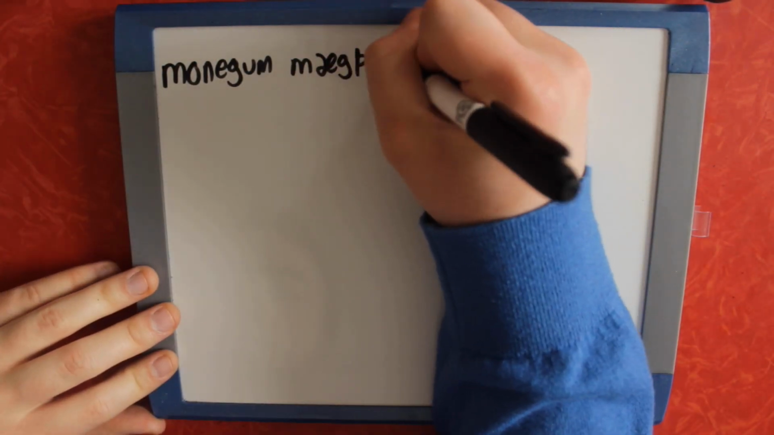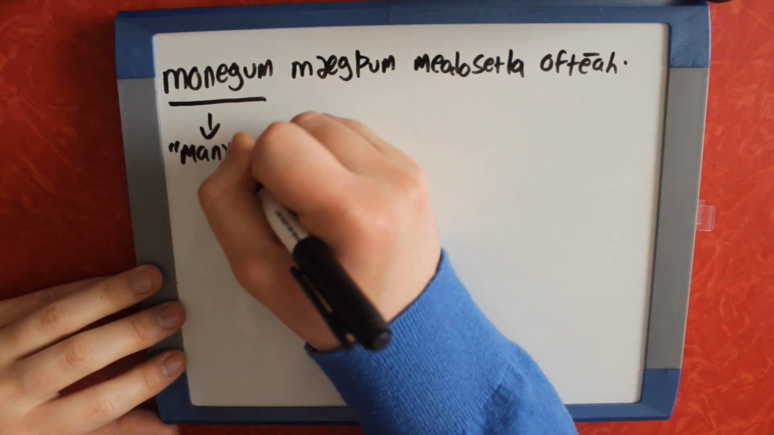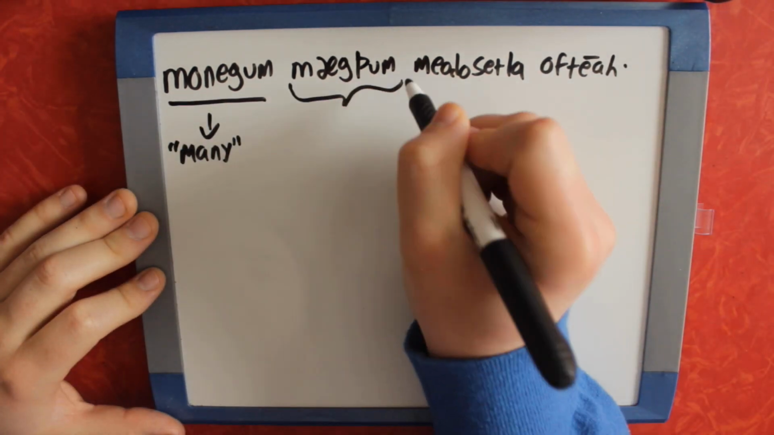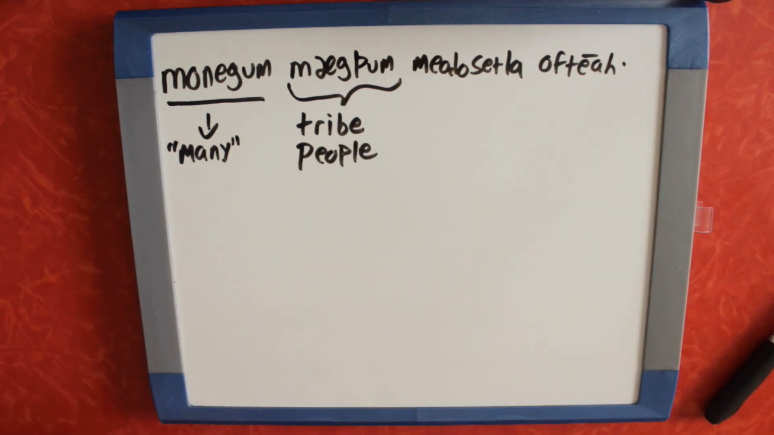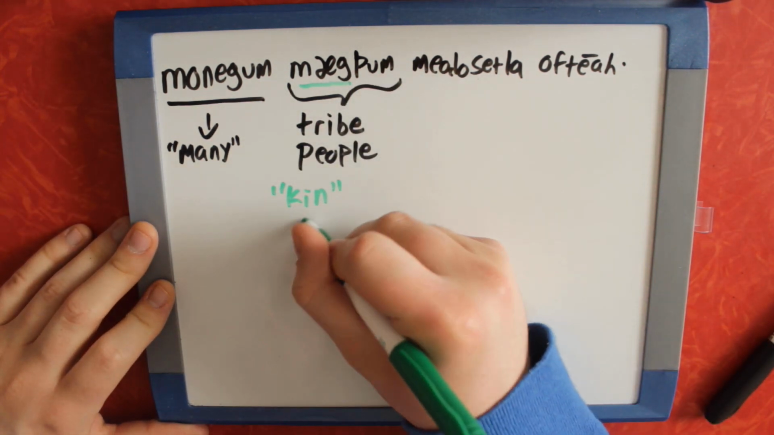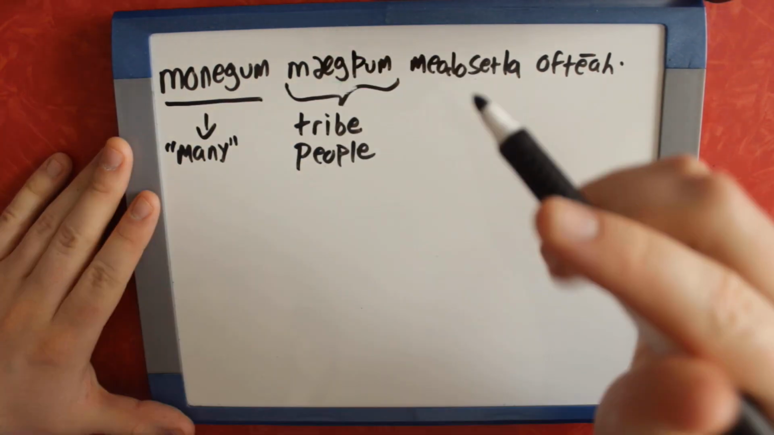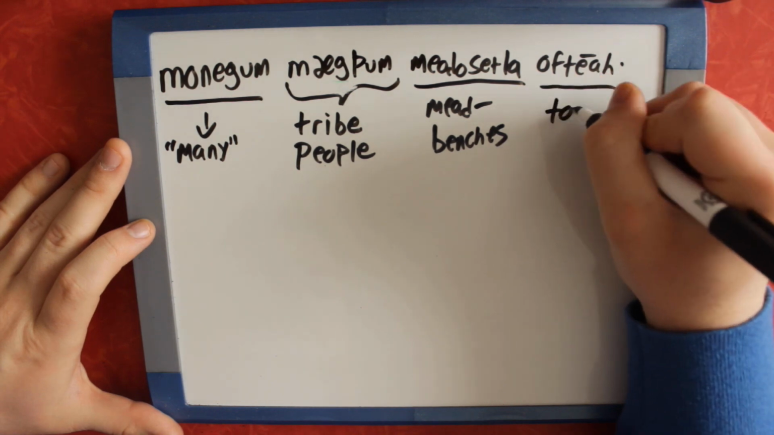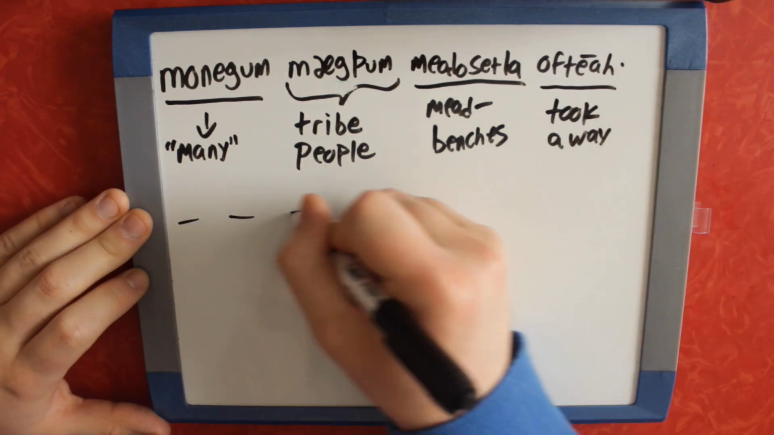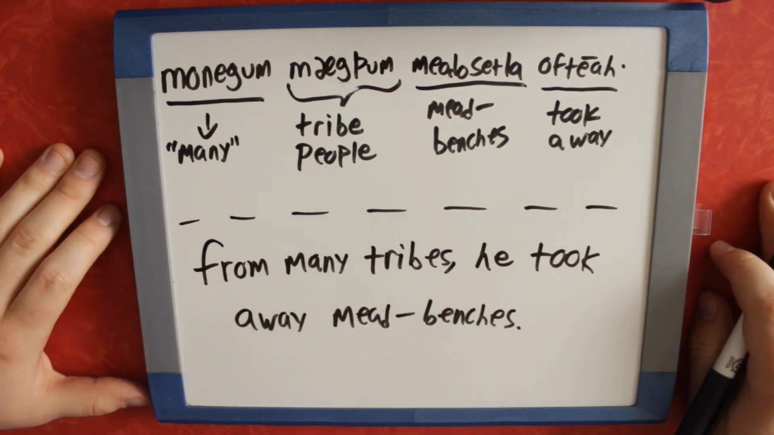From enemy hosts what? Well, we find out in line 5, "monegum mægþum meodosetla ofteah." Monegum, like we mentioned before, is the ancestor of many. Mægþum means tribe or people. The mæg part of the word mægþum means kin, and it is cognate with Swedish mag, which means son-in-law. Meodosetla means mead benches, and ofteah means took away. So our last line translates as, from many tribes he took away mead benches.